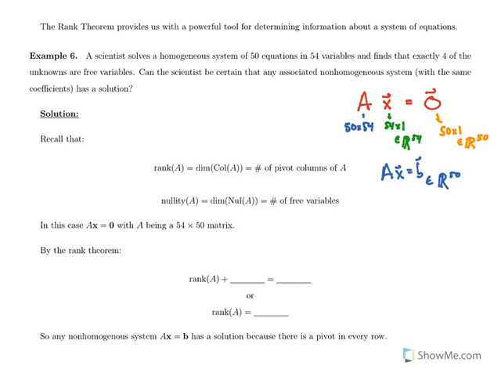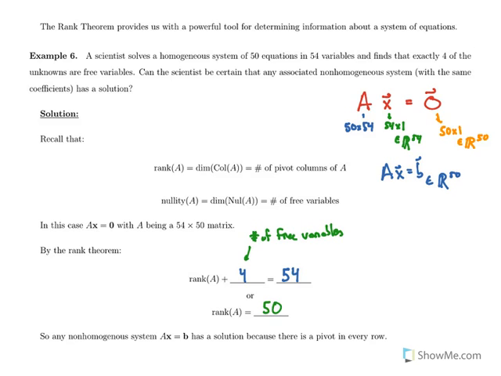and by the rank nullity theorem, we know that the rank of A plus the nullity of A is equal to n. N in this case is 54. And the nullity of A is 4. That is the number of free variables, which we are given in the problem, is 4. This means that the rank of A is 50.